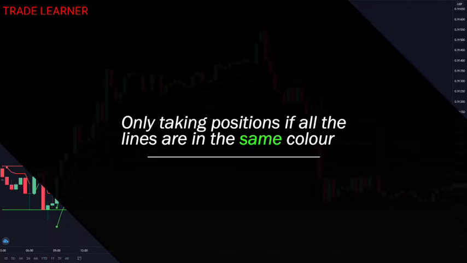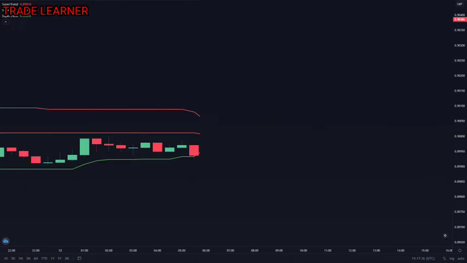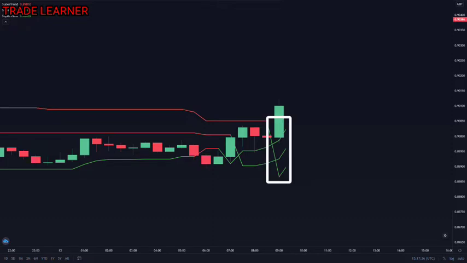same color. For example, in this chart, we can see that the bottom line turned green, but the other 2 lines are still red. So you don't want to take positions yet. Next, you can see at this point, all the lines turned green. And this is where you want to take a buy position.